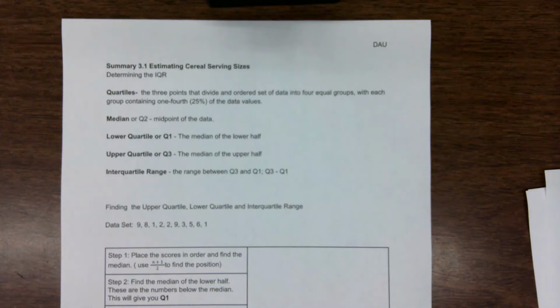Okay, this is Data About Us, summary notes for 3.1, estimating cereal serving sizes, determining the IQR. The first important vocabulary word is quartiles, which are 3 points that divide an ordered set of data into four equal parts, with each group containing 1/4 or 25% of the data values.